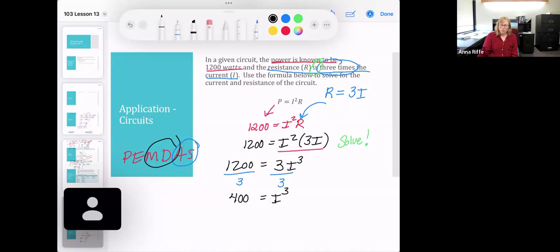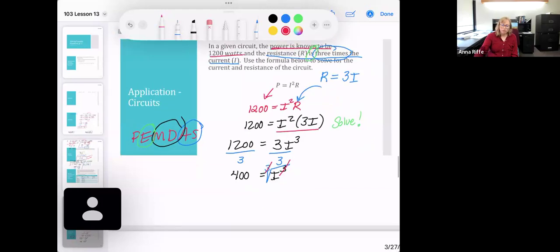Okay. Next thing we want to work on is the exponent. We do have an exponent here. I can undo the exponent by a root that has the same index as that exponent. We have a power of 3. I'm going to undo that with a root of 3. I have to do it to both sides in order to not change the equation any. Cubic root of 400.